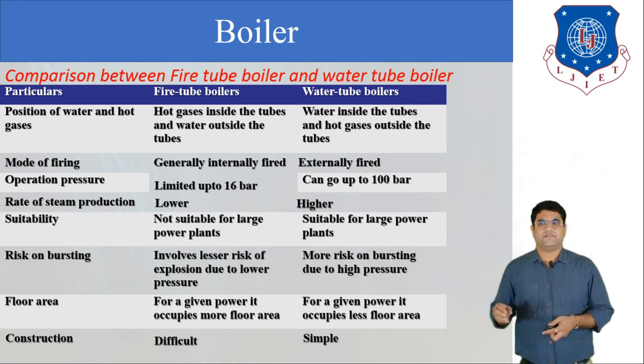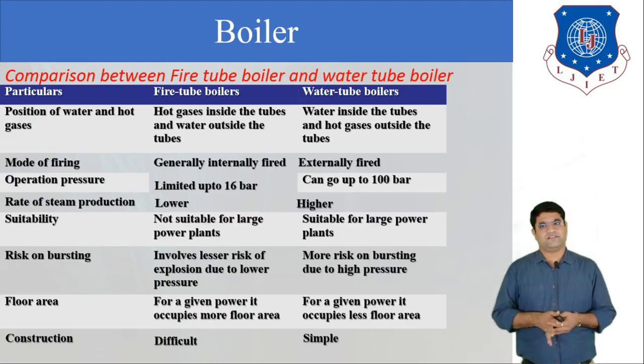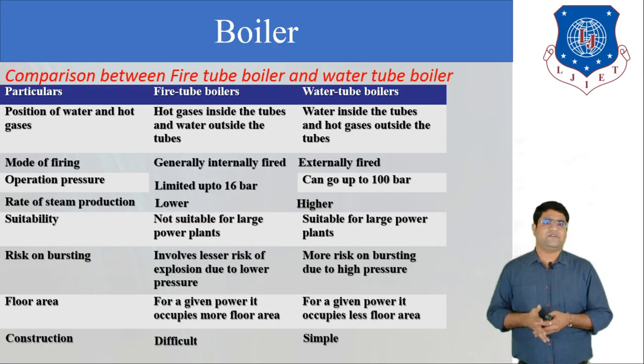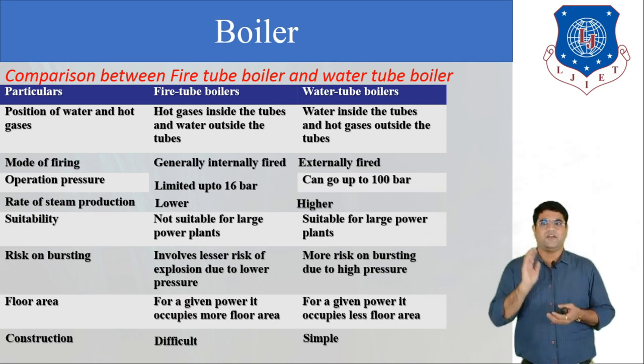Okay, so we can say that the first difference between the fire tube boiler and the water tube boiler is the position of the water and hot gases. So as we have discussed, the hot gases will be inside the tube in the fire tube boiler, and in the water tube boiler the water will be inside the tube.